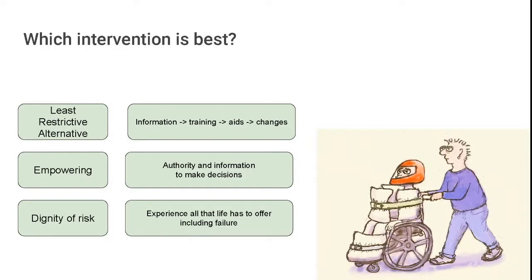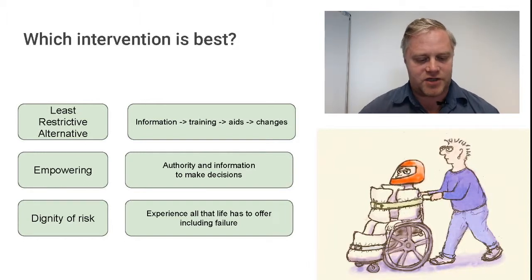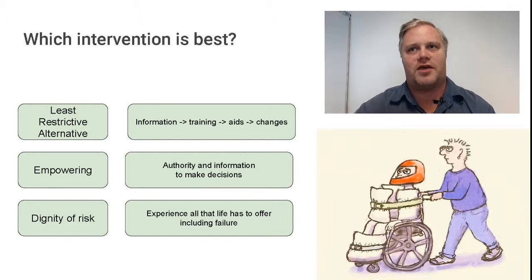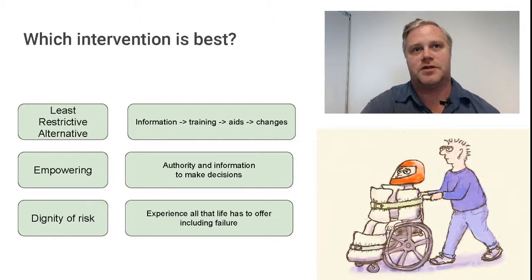So we've talked about the idea of intervention and that we can do it. Before we get right into bushwalking stuff, I just want to talk about what kind of intervention is best. If we're going to intervene, what are some of the things we can think about so that we don't make things worse? There are always unintended consequences whenever we make any change. These are three things I want us to think about when we make changes. I want us to think about making changes in a way that is the least restrictive option or alternative, particularly for people with disability.